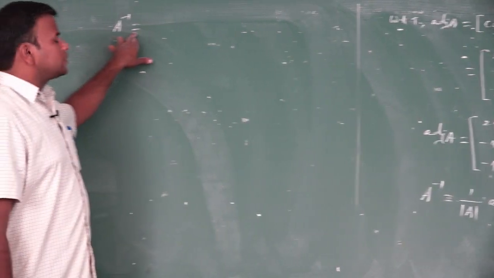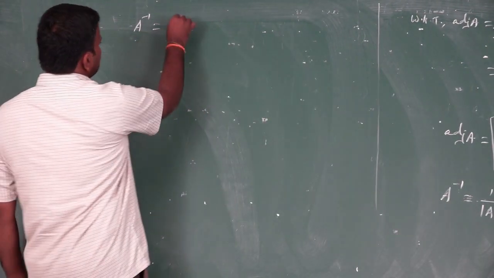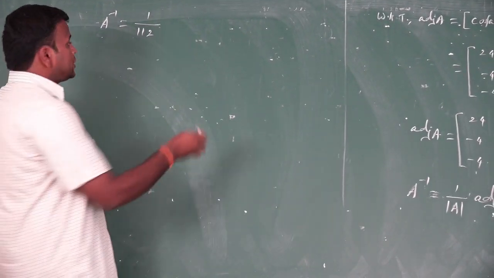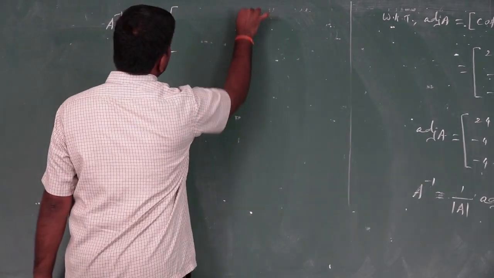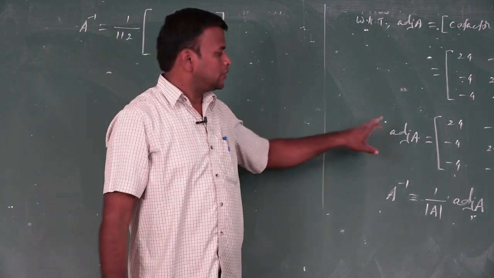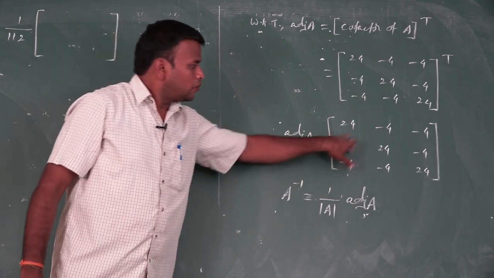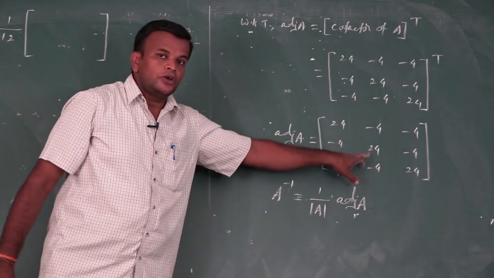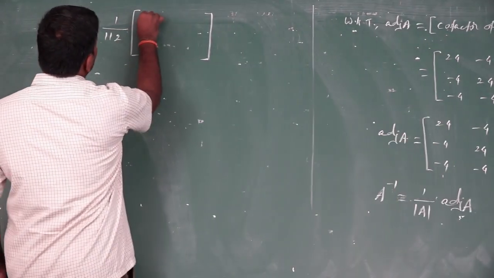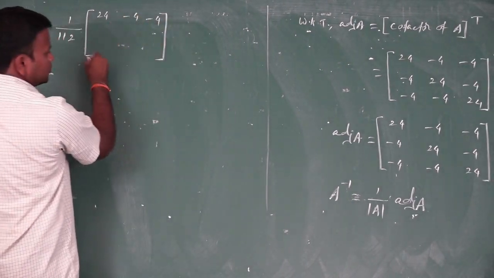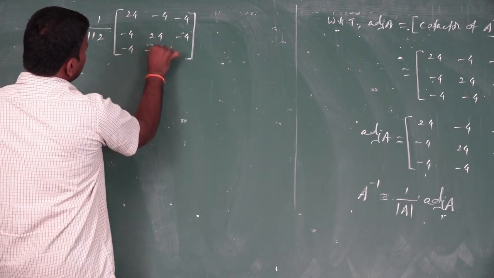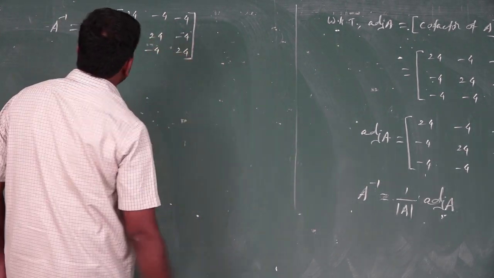A inverse is equal to 1 by determinant A. 1 by determinant A, the value is 112, into adjoint A. Now we write the value of adjoint A. We already found the adjoint A. The value of adjoint A is 24, -4, -4, -4, 24, -4, -4, -4, 24. We write that value here: 24, -4, -4; -4, 24, -4; -4, -4, 24 is the value of A inverse.